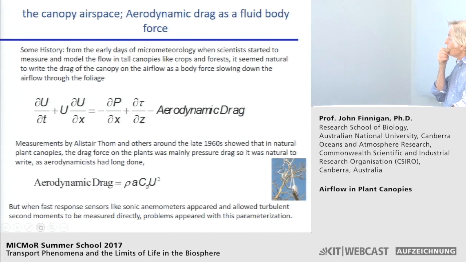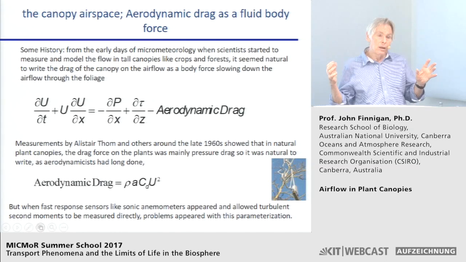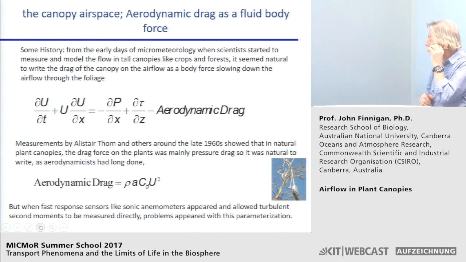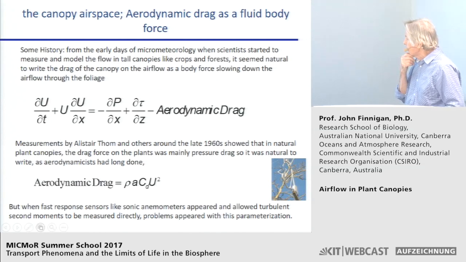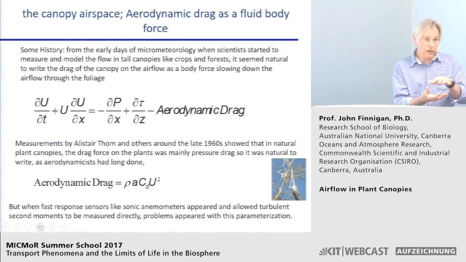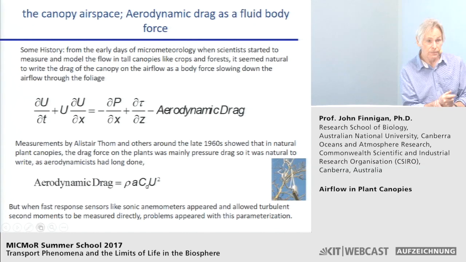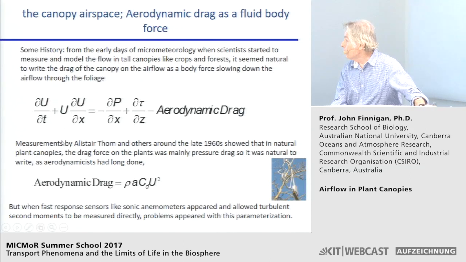Now, the canopy airspace, so far we haven't said much about the fact that it's a very complicated topological space. So long before people looked at this in real detail, they actually used to write the aerodynamic drag of the canopy as a body force. So they imagined that the air is moving through the canopy, it's exerting drag forces on all the leaves, so it's being slowed down. So it makes obvious sense to take the equation for momentum.